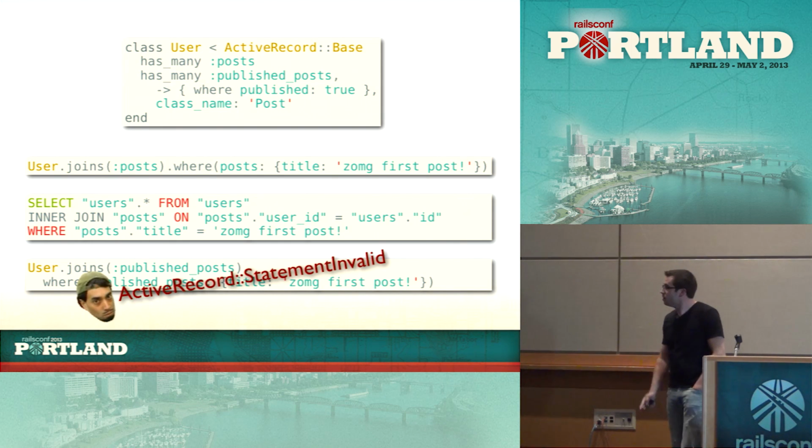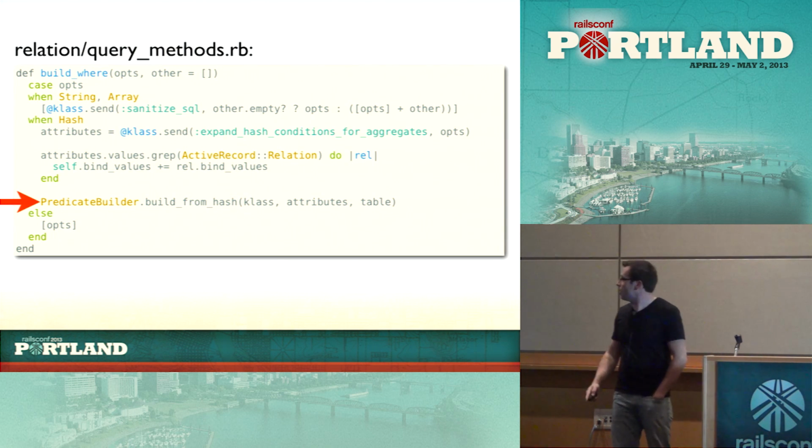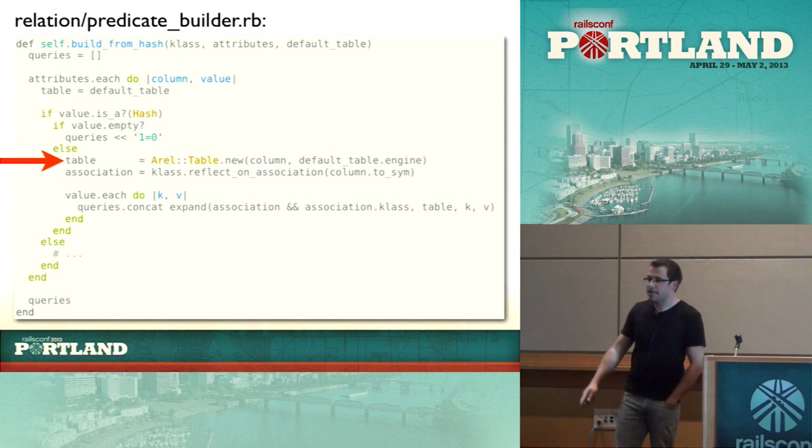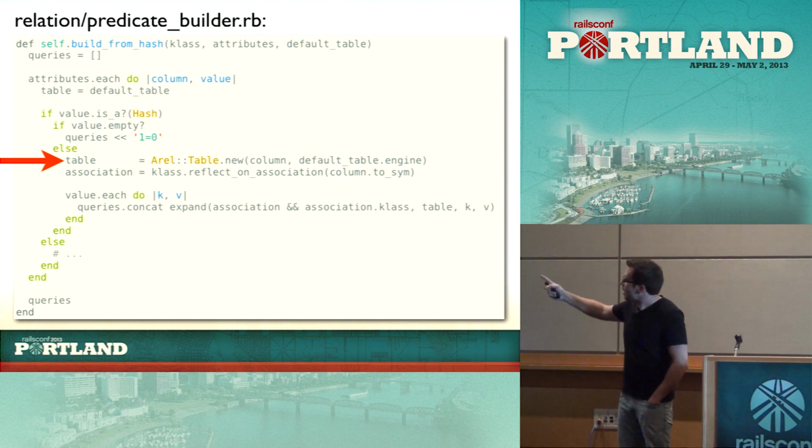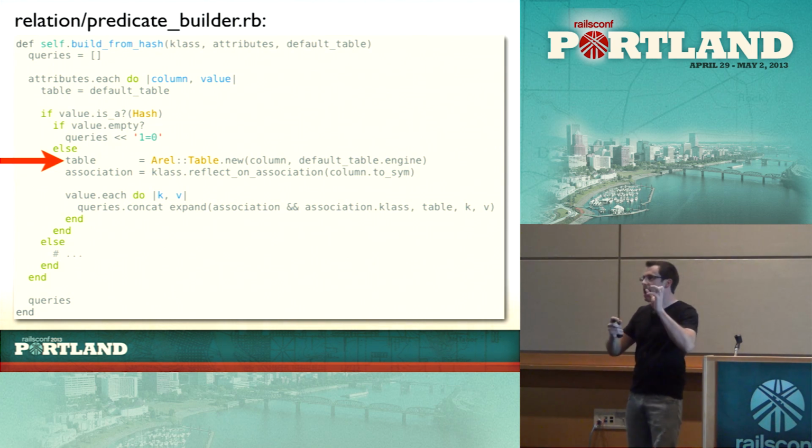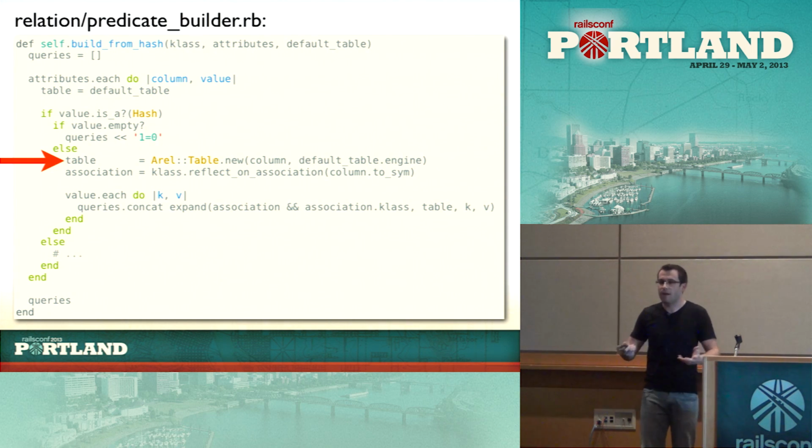Why can't you do that? Because of this little guy right here. Predicate builder, whenever you actually build wheres, gets invoked and builds from a hash. When it does that, at the point whenever it actually creates the table, it's creating the table from the key. So what you're really saying is, I have to know that my table name is posts, which is fine if you only have one join of posts.